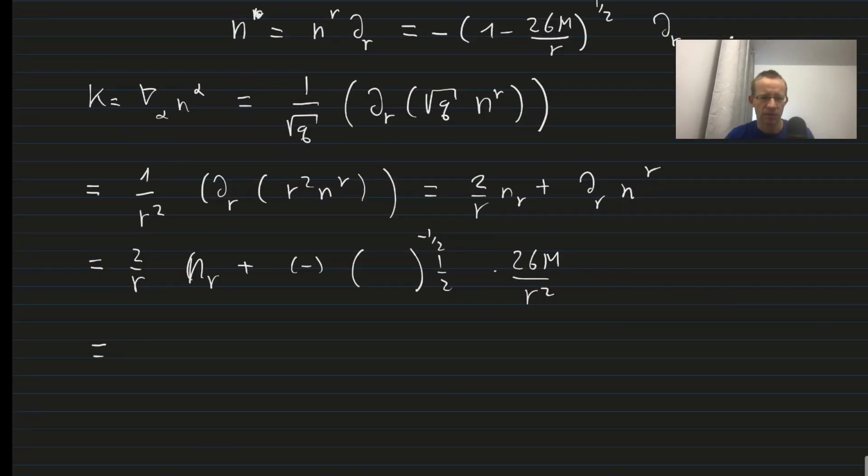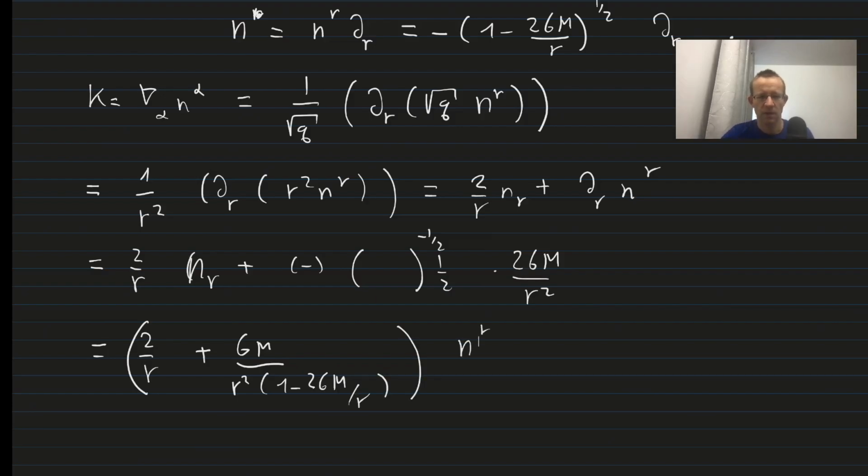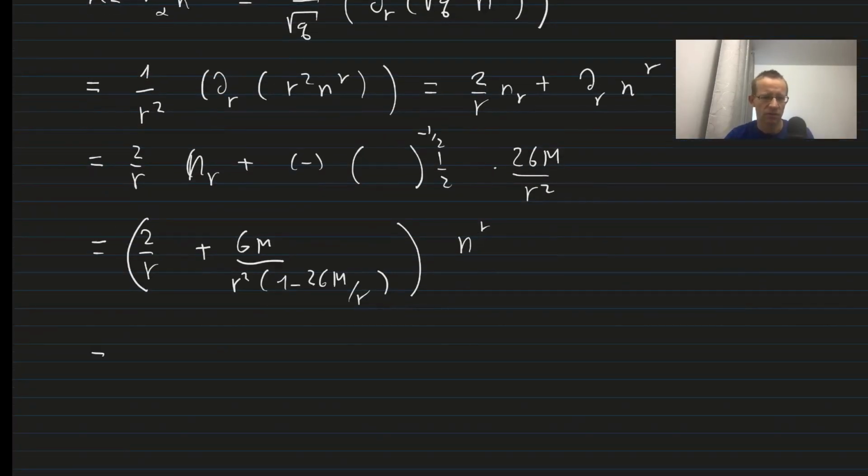So then this is nothing but 2 over r times nr plus gm over r squared times 1 minus 2gm over r times nr, which in turn is equal to 2 over r plus gm over r times (r minus 2gm) times nr.